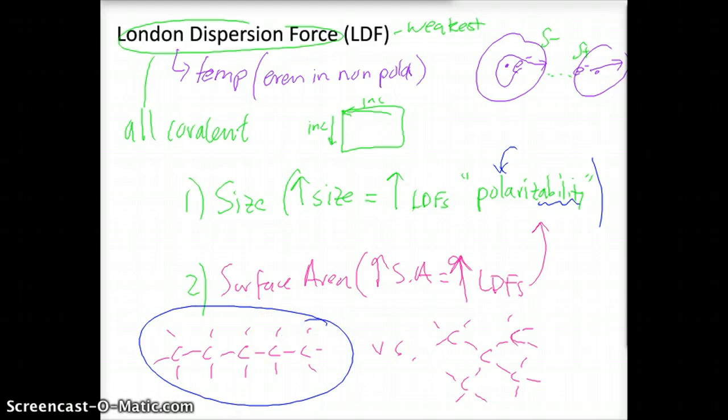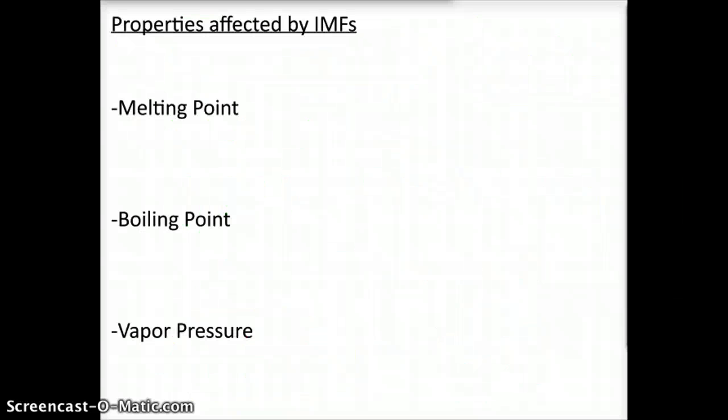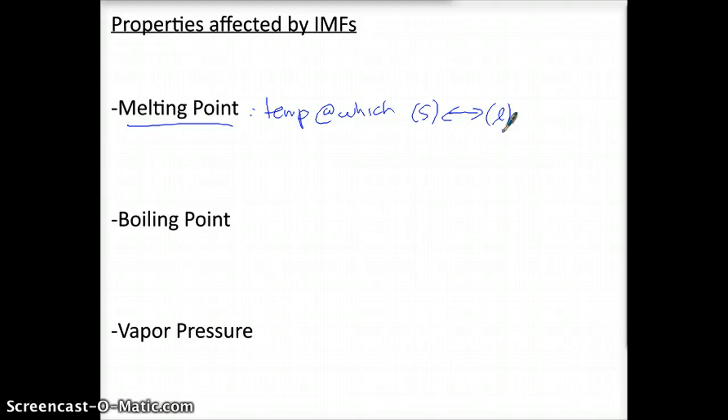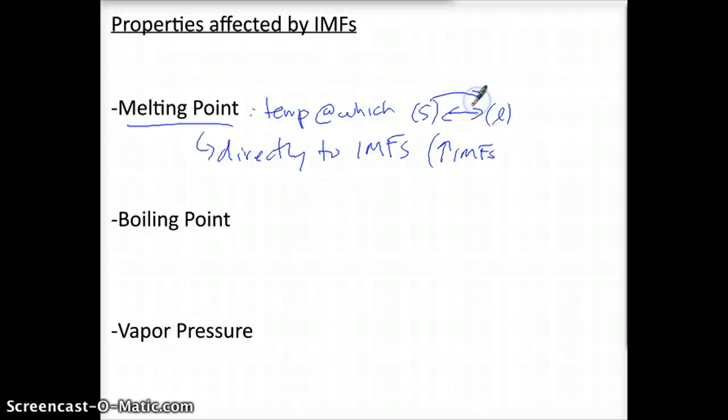So what's important about that? Who cares? Well, it affects properties of molecules that we need to know. So first one, melting point. That's the temperature at which something melts. Or another way of saying that is going from a solid to a liquid, or back and forth. This is directly related to IMFs, meaning if you have more intermolecular forces, the molecules are held together stronger, so it takes more energy to break them apart when you need to go from a solid to a liquid. So that means you are going to have a higher melting point.